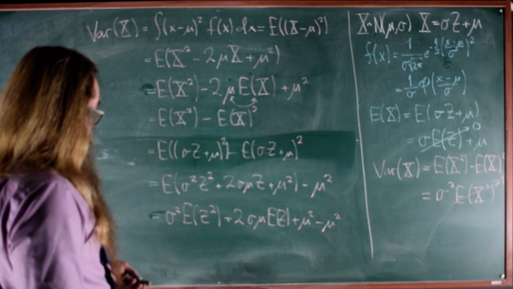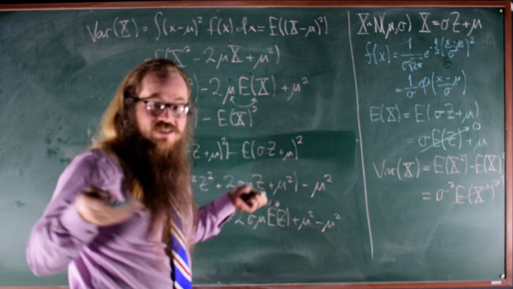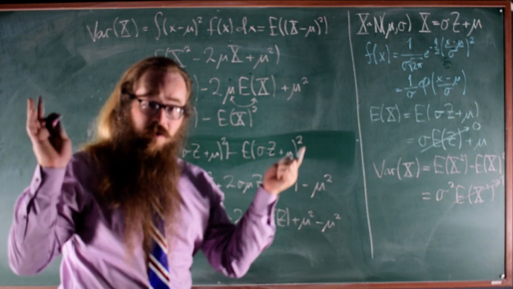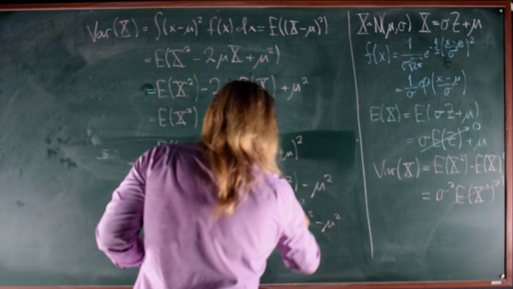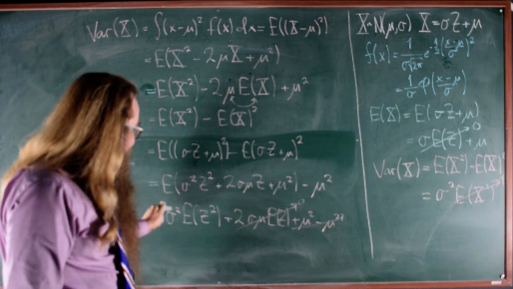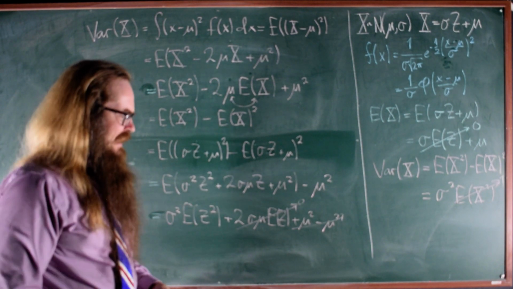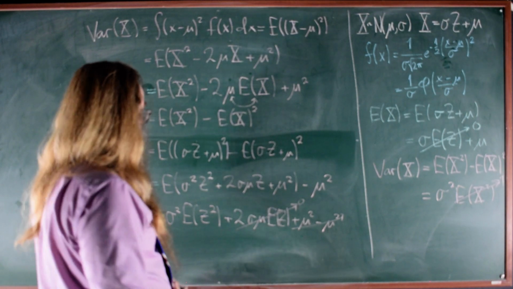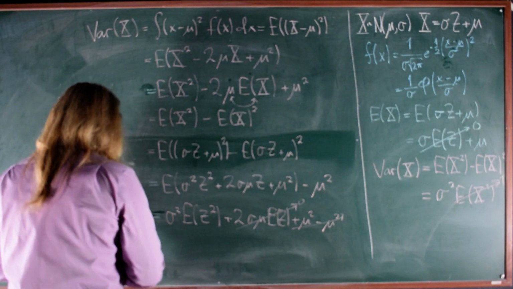All right. The expected value of z is 0. The mean of the standard normal distribution is 0. It's symmetric about the y-axis. So this is 0 and these two cancel. So all that's left is to show that this is 1. And this is slightly tricky, so I hope I can get it. All right? So let's try that out, okay?